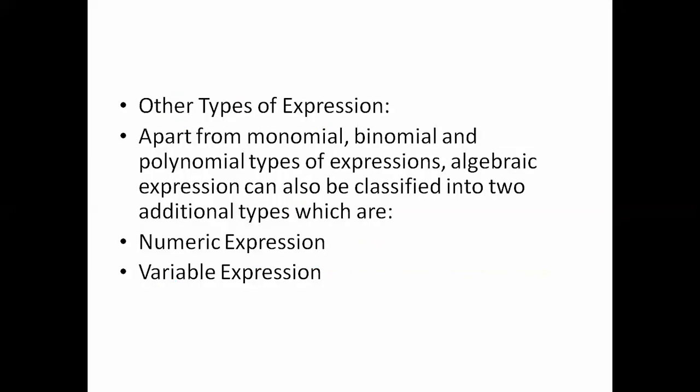Now let us understand the other types of expressions. You have learned about monomial expression, binomial expression, and polynomial types of expression like trinomial. So algebraic expressions are classified into two more additional types. Those are called numeric expression and variable expression. Numeric expression means numbers only, and variable expression means alphabetical expression.